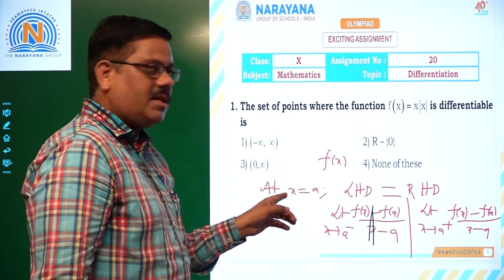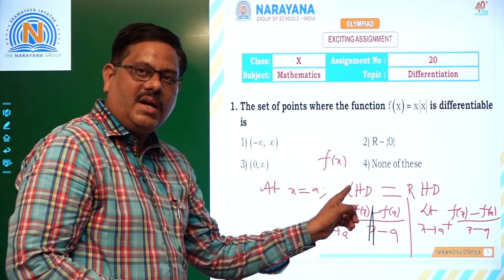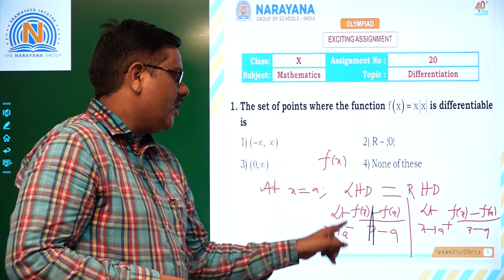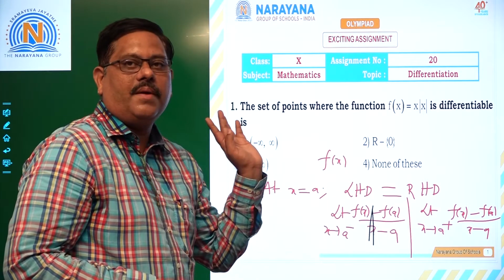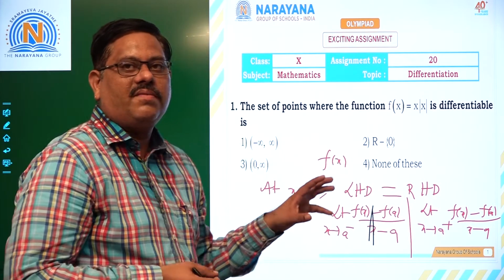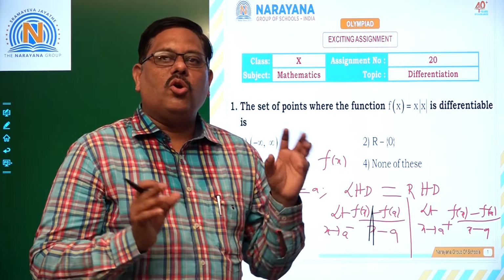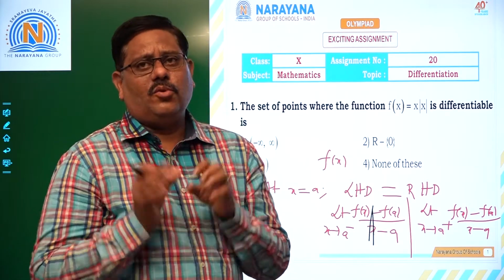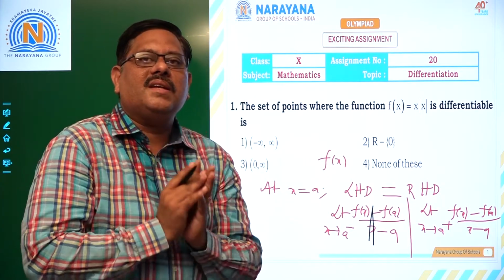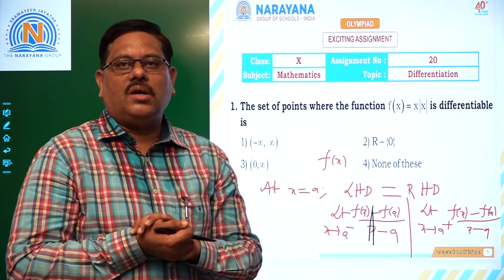At x is equal to a, if you want to prove that the function is differentiable, what is the procedure? We have to find out the left hand derivative at a and the right hand derivative at a. For left hand derivative, limit x tends to a minus f of x minus f of a by x minus a. For right hand derivative, limit x tends to a plus f of x minus f of a by x minus a. This is the formula we have to use in finding LHD and RHD. After getting LHD and RHD, both must exist finitely, must have finite values, and must be equal. If both exist finitely and are equal, then we say that the function is differentiable at that point. So using that concept, we are going to solve this question.